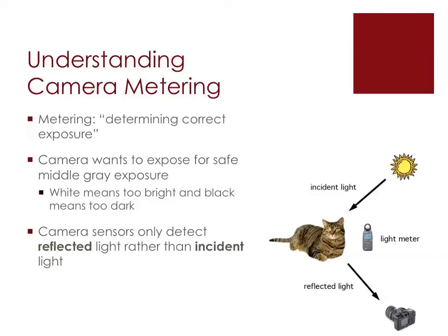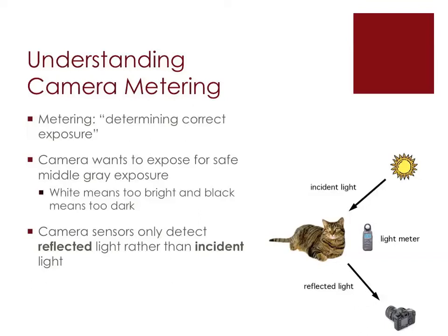Now the problem with that is that different colors reflect different amounts of light. Someone wearing a black shirt reflects a lot less light than someone wearing a white shirt, even though they're standing in the same room with the same amount of light. So when your camera sees someone with a black shirt versus a white shirt, it thinks there's a different amount of light, which is obviously not the case.